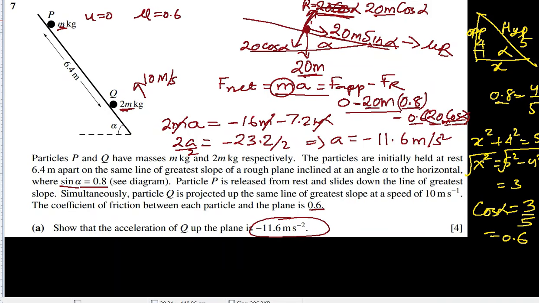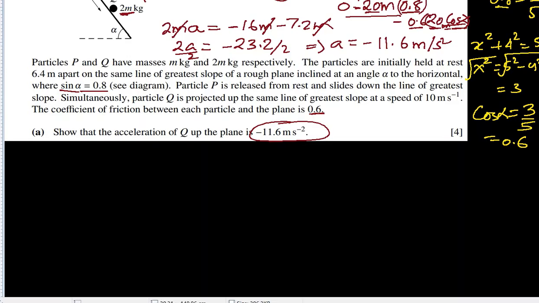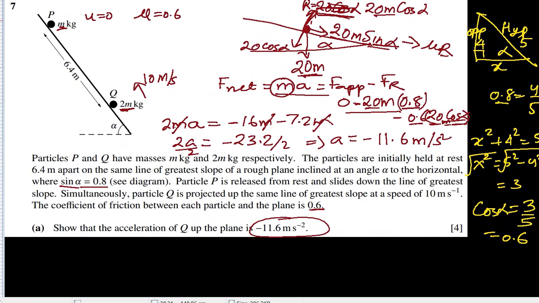Let's go to B part. Find the time for which the particles are in motion before they collide. That means these two particles will collide. Alright, so what we can do here, let me assume they collide somewhere here. The distance from here to here, let's call it y. So the distance from here to here will be 6.4 minus y, right? Because the total distance is 6.4.